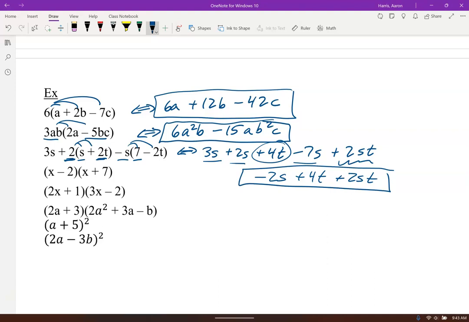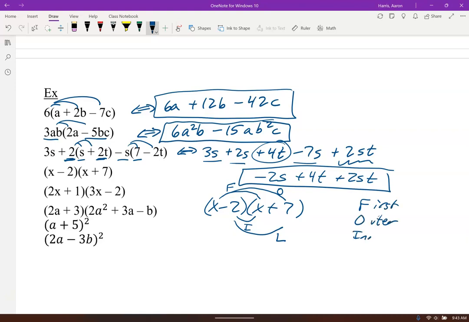All right, let's keep going here. The next one, we got x minus 2 times x plus 7. This is still a distributive property. We're going to distribute x through, and then we're going to distribute negative 2 through. Some of you may remember in high school, this is called foiling. First, outer, inner, last. Foil. First, outer, then you multiply the inner, then you multiply the last.